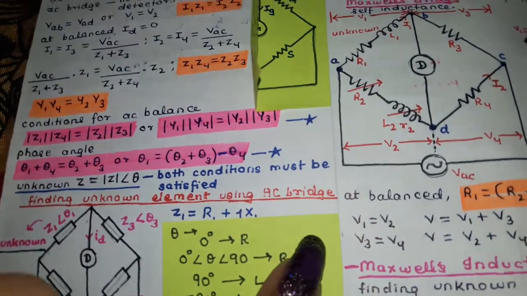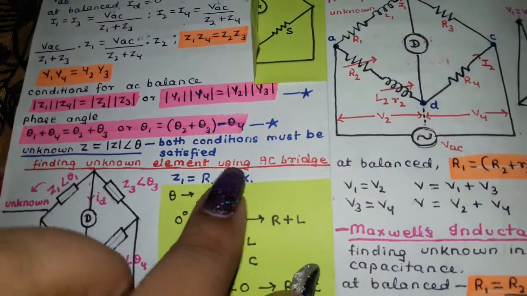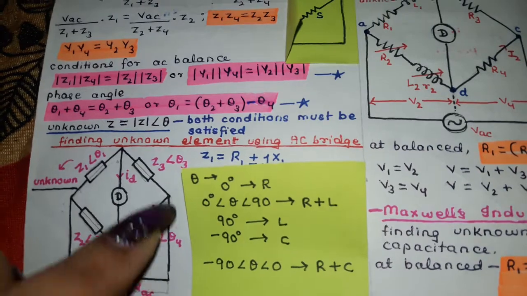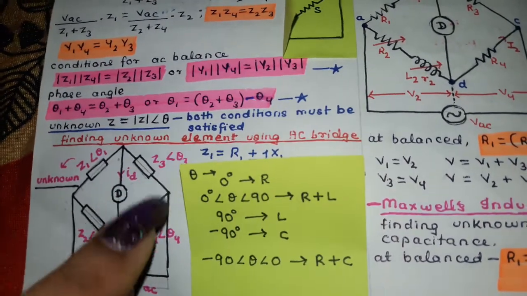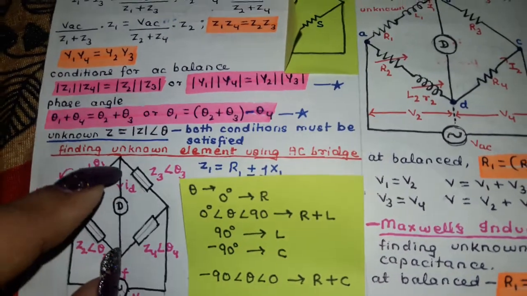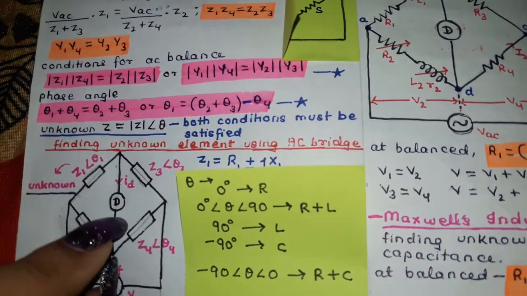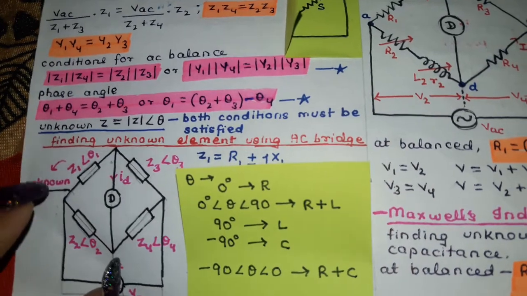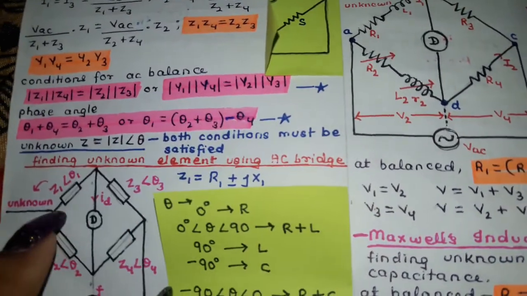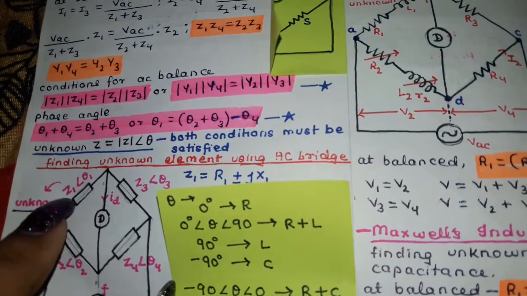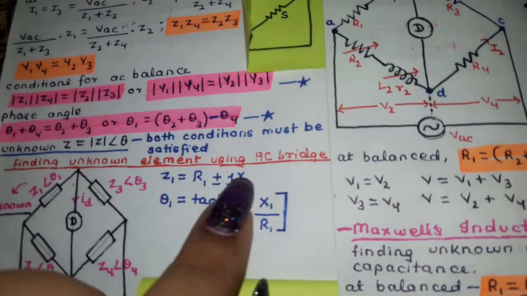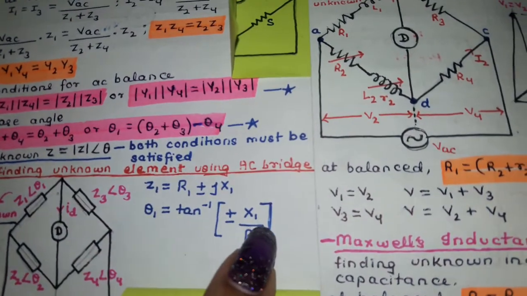Now we are finding an unknown element using an AC bridge. Suppose this is your AC bridge, where three of these are known impedances. This is your AC supply with a particular frequency, this is your detector with current passing through it, and this is your unknown impedance, the unknown element; you don't know what it is right now. This unknown impedance is in this format, and the angle is given in this format.